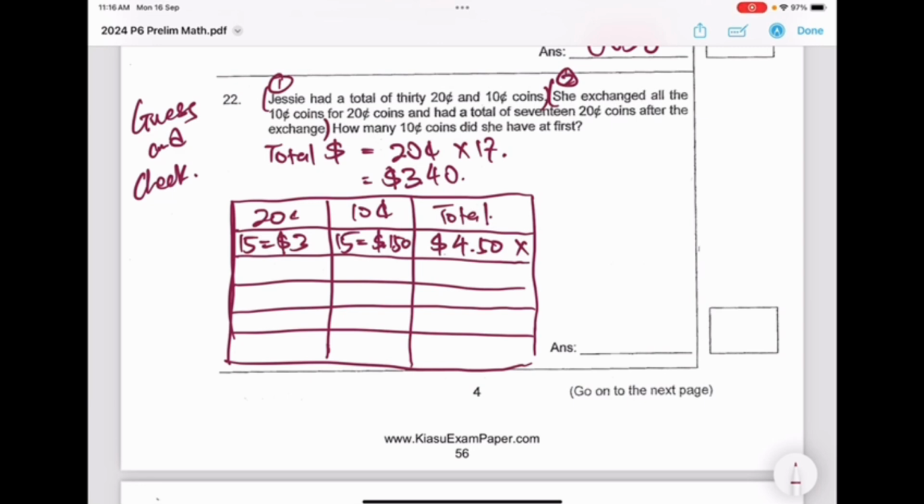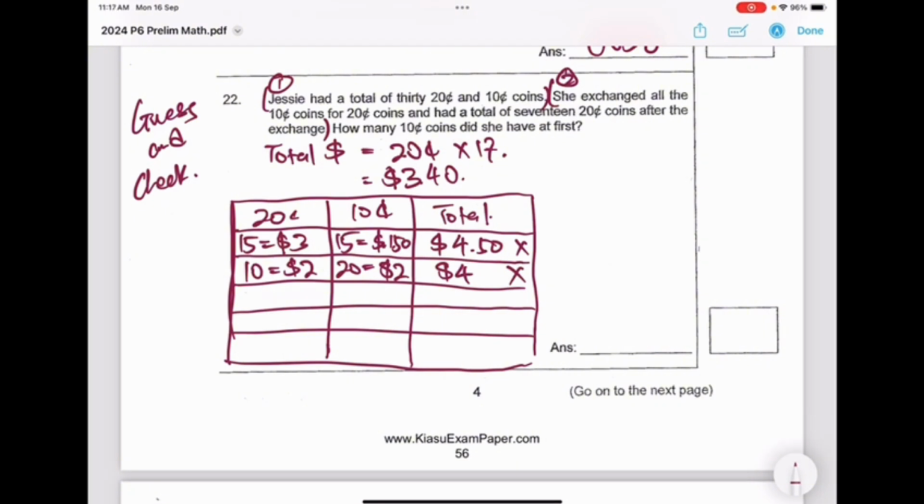I realize that my answer is too high. So what I want to do is to reduce my 20 cents so that my 10 cents can increase and therefore bring the total amount lower. Since I have too many 20 cents, maybe I bring it down to 10. 10 20 cents would give me $2, and what I would be left with is 20 10 cents, which would give me $2 as well. Adding these two up, I still have a value of $4. So this is still not my answer. I need to bring it lower.